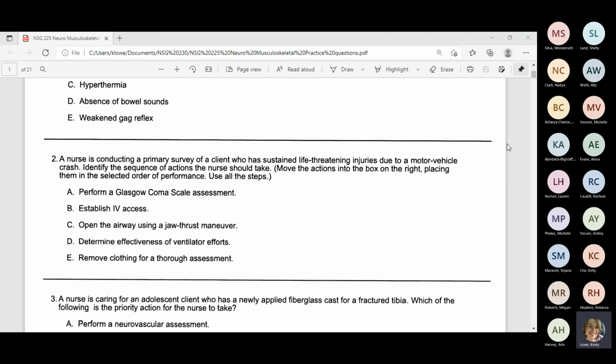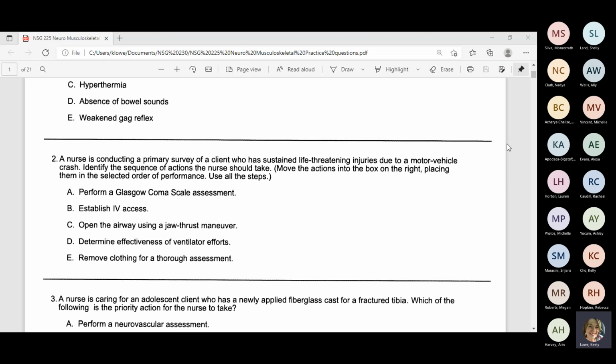When I read the responses, I see that some of them are an assessment: performing a Glasgow Coma Scale, establishing IV access, opening an airway, determining the effectiveness of ventilatory efforts. Okay, so we're assessing the respiratory effort of a patient, and removing clothing. I also think in prioritization of the ABCs: airway, breathing, circulation, and safety needs.